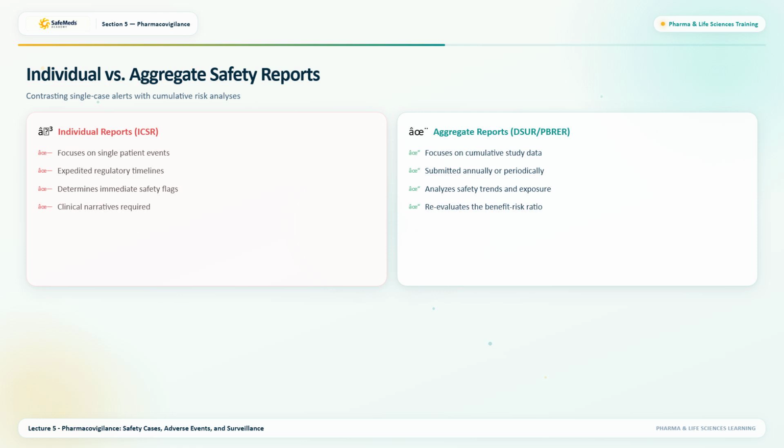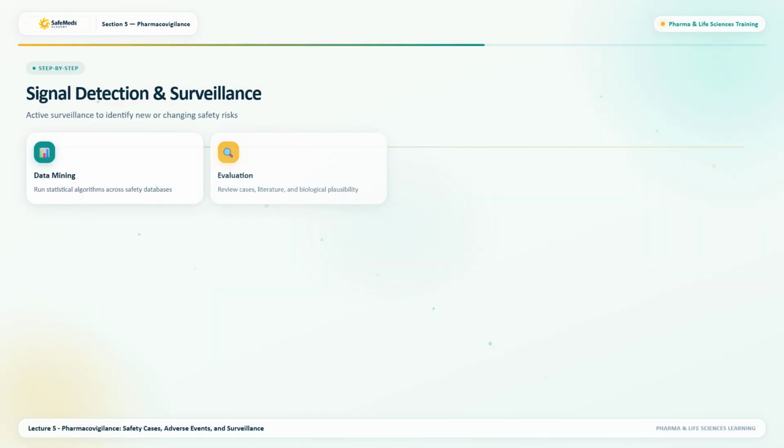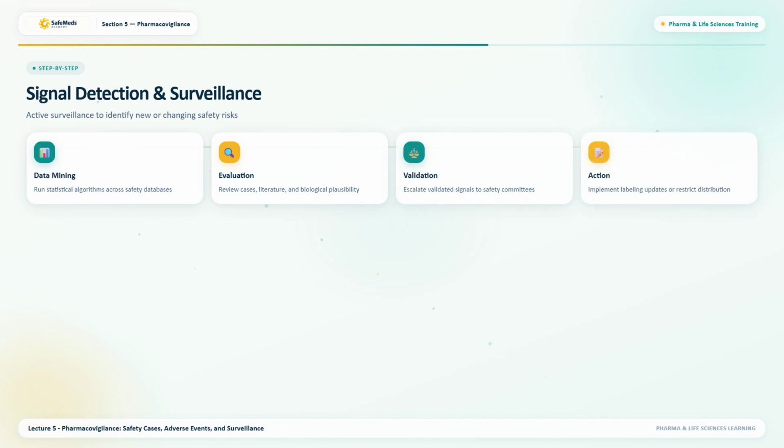Evaluation Report, submitted post-approval. These reports analyze safety trends, literature findings, clinical trial safety databases, and estimated patient exposure. The aggregate analysis aims to evaluate whether the emerging safety data affect the product's overall benefit-risk balance, supporting informed regulatory decisions. Signal detection represents the scientific process of active safety surveillance, analyzing safety databases to identify new or changing safety risks associated with a drug.